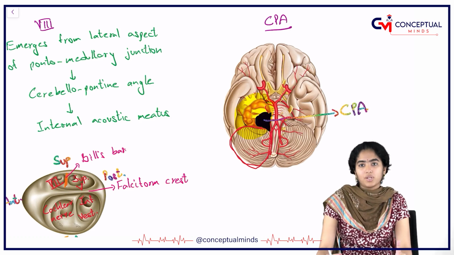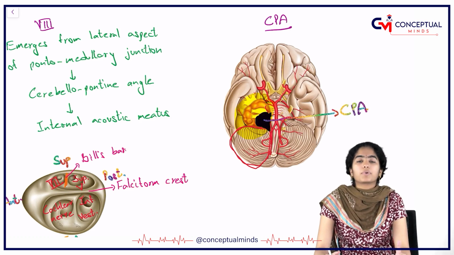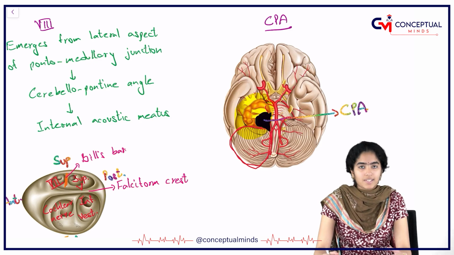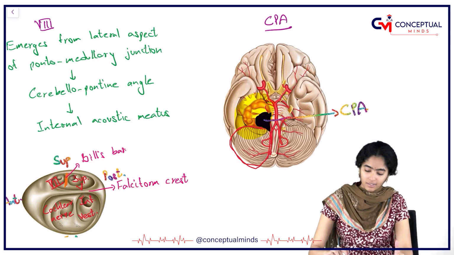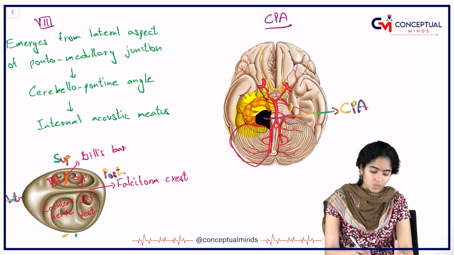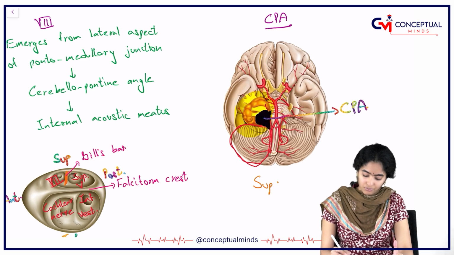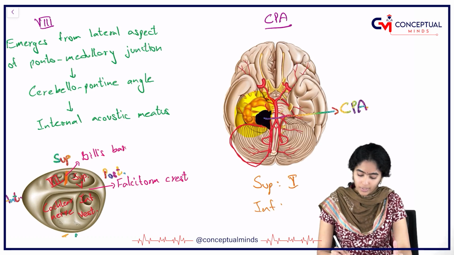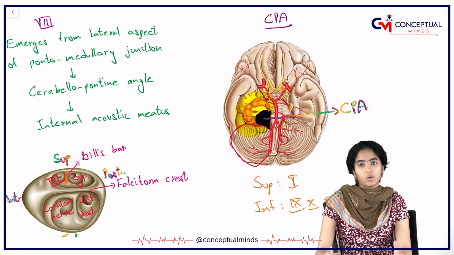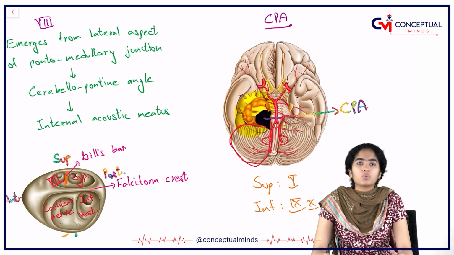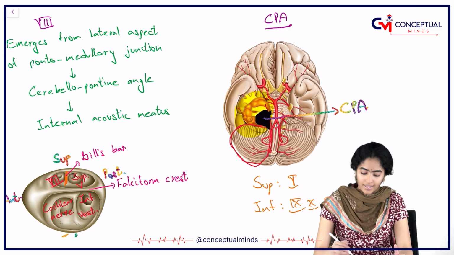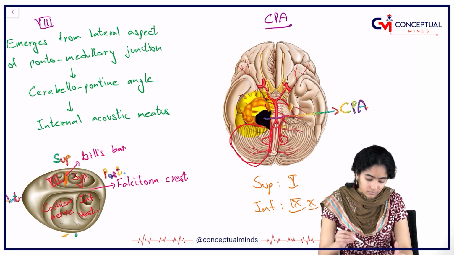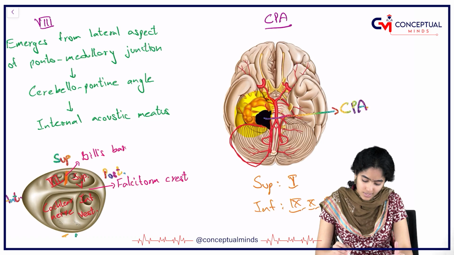Now, why is the cerebellopontine angle so important to us? Because there are many vital structures, important nerves, that are passing through the cerebellopontine angle. On the superior aspect, we have the 5th cranial nerve, and on the inferior aspect, we have the 9th, 10th and 11th cranial nerves passing via the cerebellopontine angle, which makes it very important. Can you see the nerves here? If I erase the annotations.